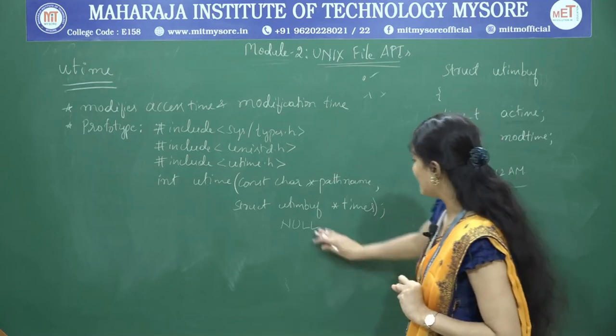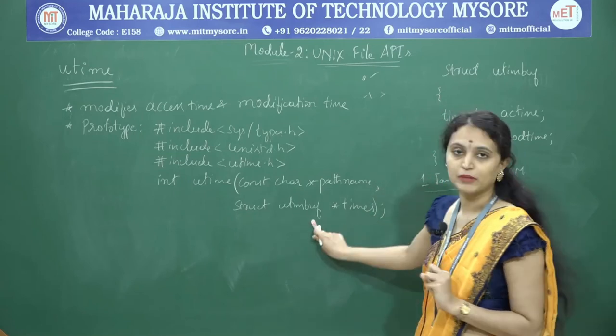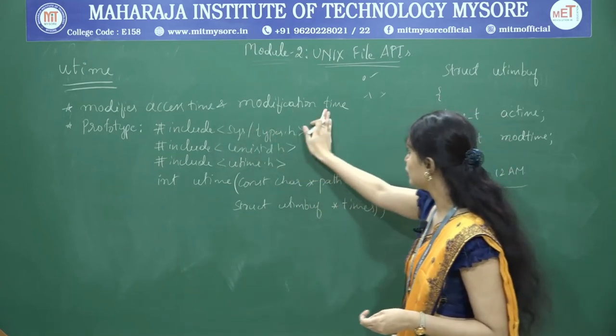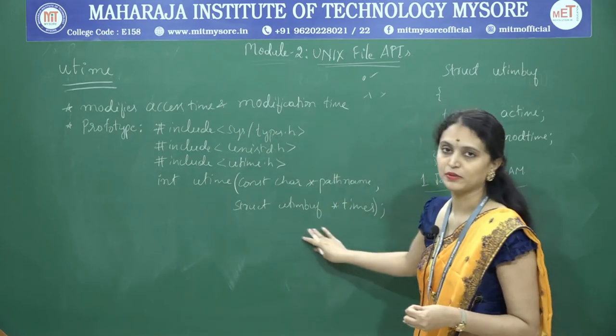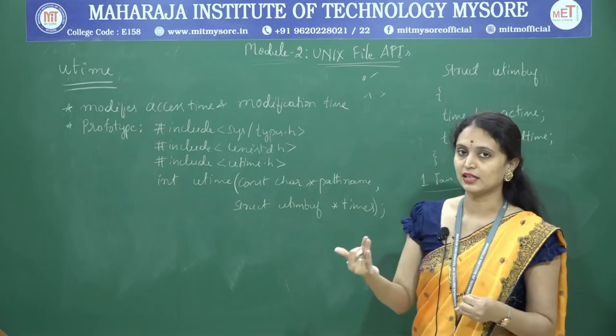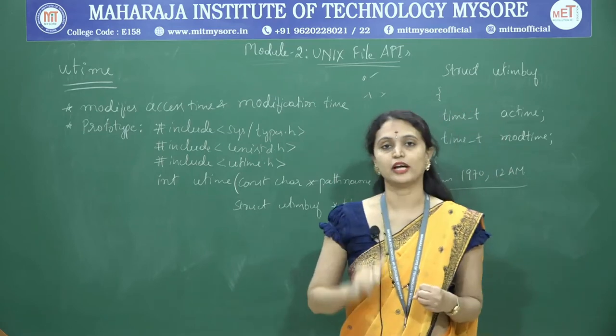Okay. So, if I am passing a variable of type struct utimbuf, then the access time and modification time will be set to the values which I am passing of this type. Anyways, this structure contains two members. One is access time and another one is the modification time. So, this is all about utime.